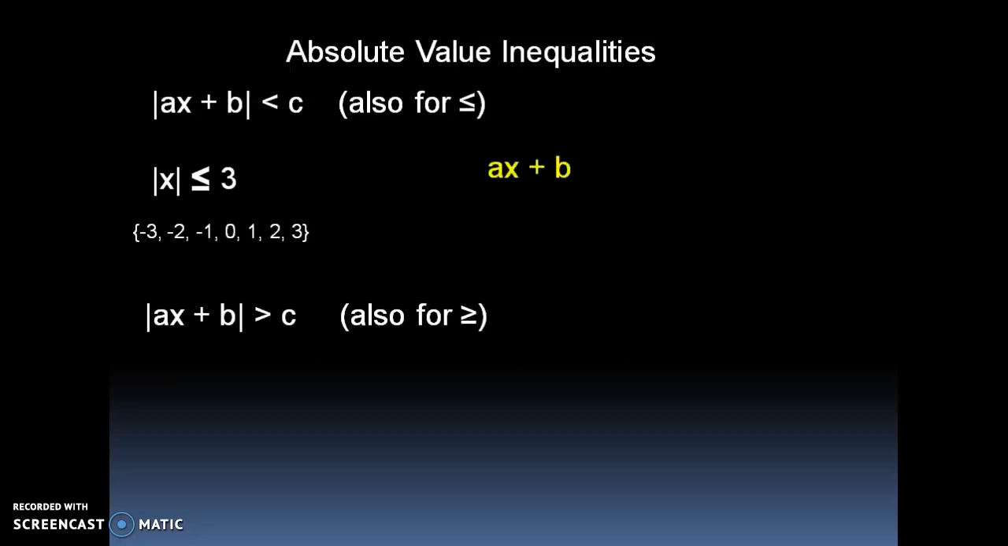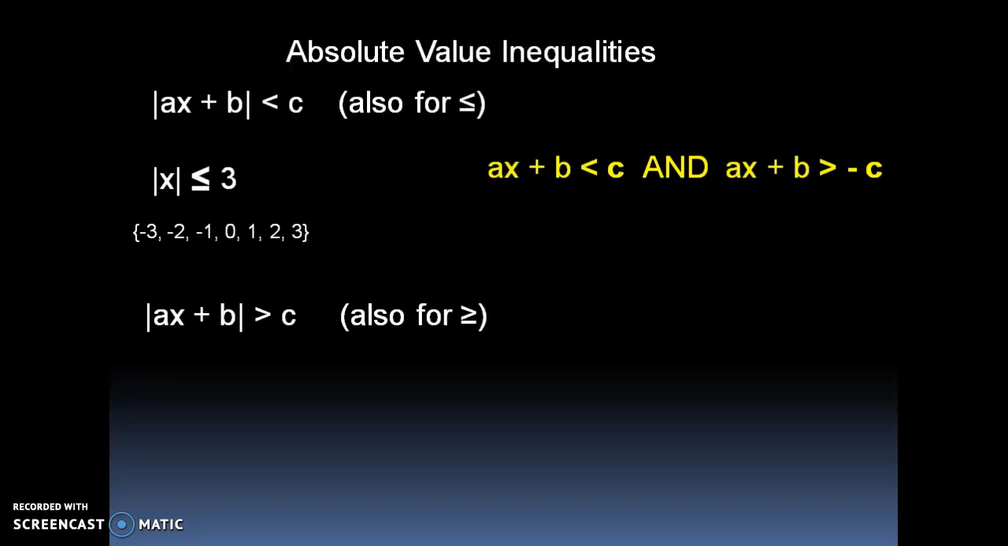So the two inequalities I'm going to set up: ax plus b is less than c, and it also has to be greater than negative c. So again, if I were to look at less than c, I could say, well, it could be negative 4, but it can't be negative 4, and that's why it's got to be and greater than negative c.